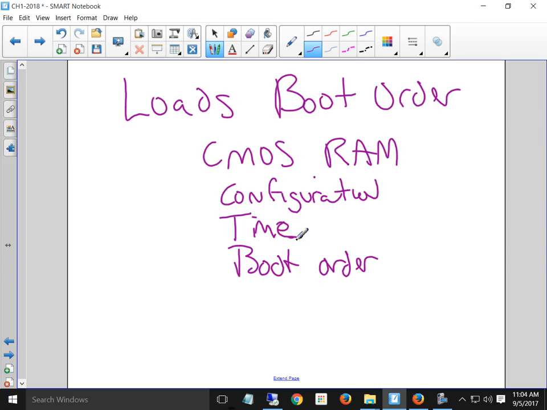Anyone want to try a yes nod and tell me why there is power on this motherboard right now? Because there's a battery right there. Okay, that's called the CMOS battery. And that battery only lives to hold this information on CMOS RAM. That's all it does. If that battery gets pulled, it loses the date and time, it loses the configuration, it loses the boot order. It makes your computer boot slower, because now it has to recheck the configuration of everything because the CMOS RAM is empty.